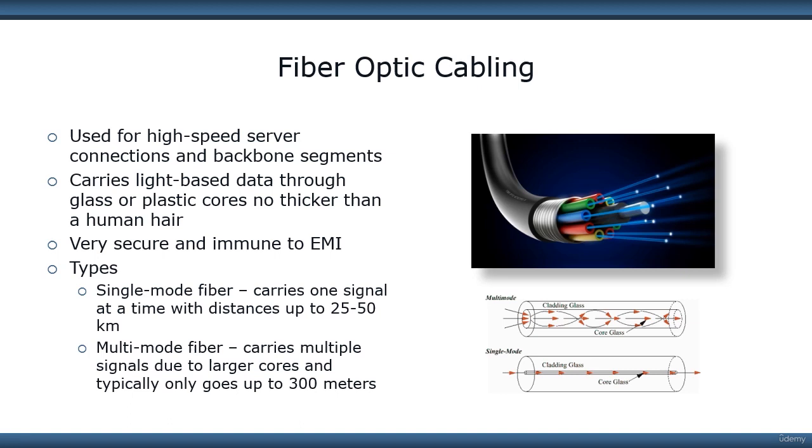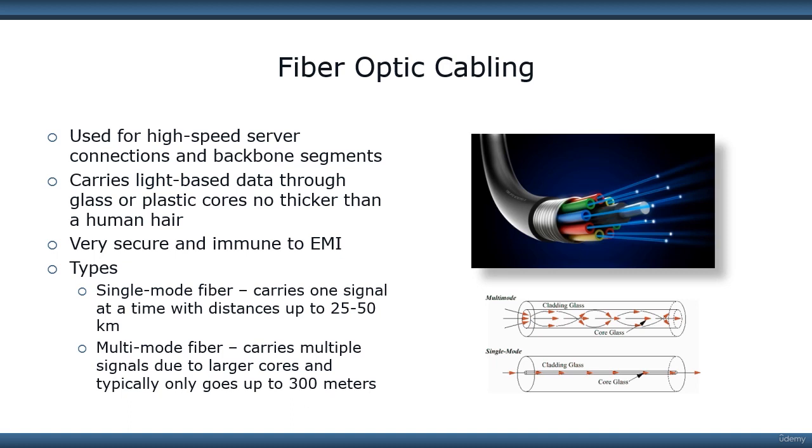And it's immune to EMI, completely immune. There is no such thing as crosstalk or interference with fiber optic because it's not an electrical signal. There are two broad categories, single mode fiber versus multi-mode. Single mode, as the name implies, carries one signal at a time. There are different variants within that category, but these typically will be able to carry signals for much longer distances, all the way up to like 50 kilometers.